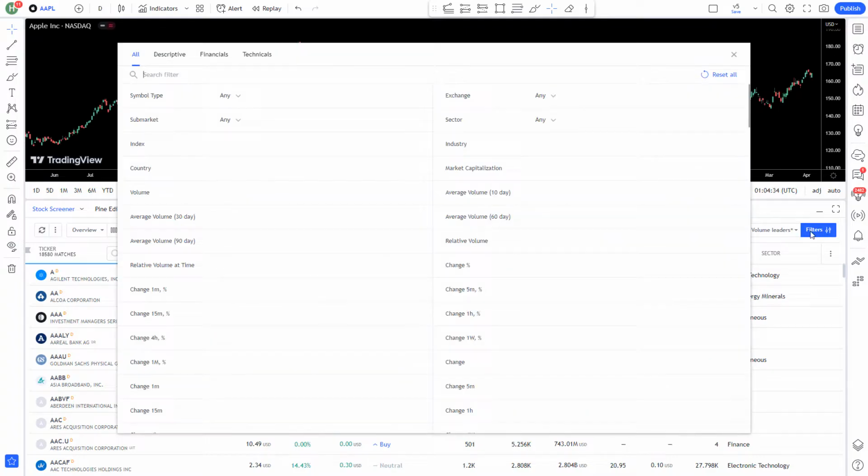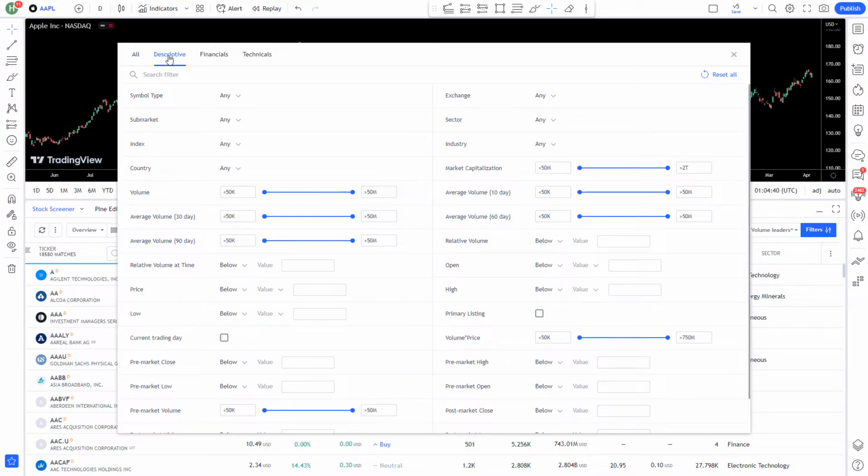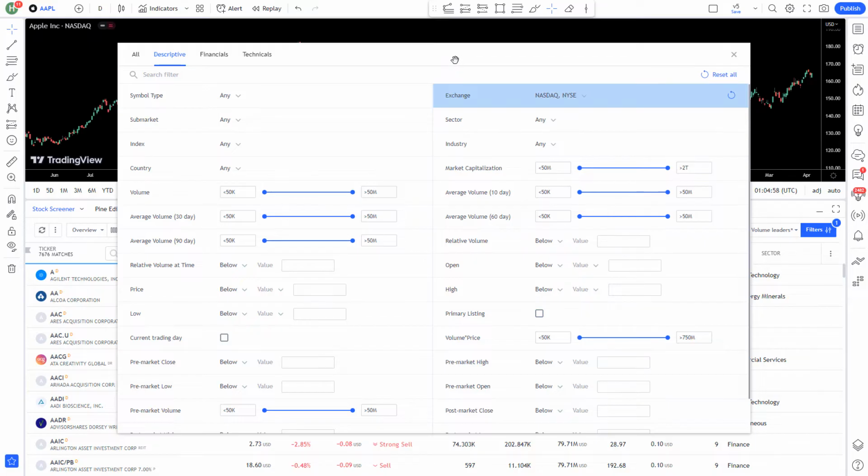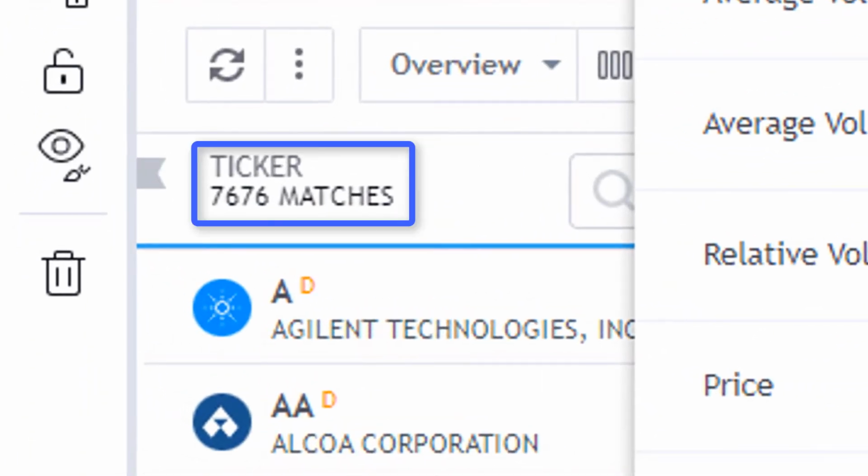Click on filters on the right and the first tab you wanna look at is the descriptives. I'm not interested in trading pink sheets or over the counter. Click on exchange and we only want NASDAQ or New York Stock Exchange. We've already eliminated over half the junk.